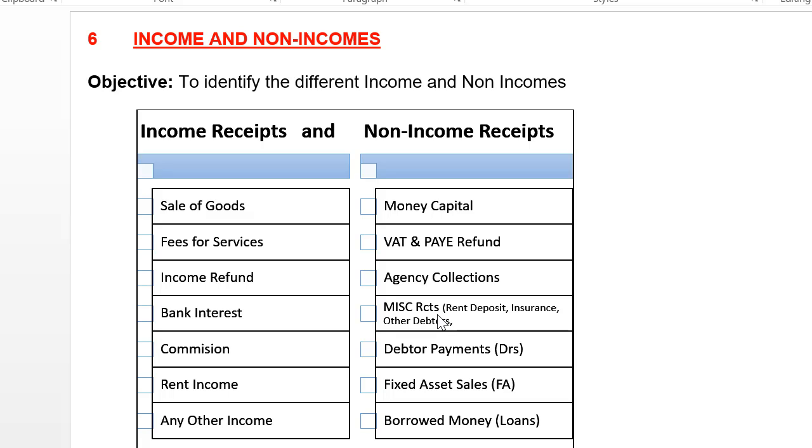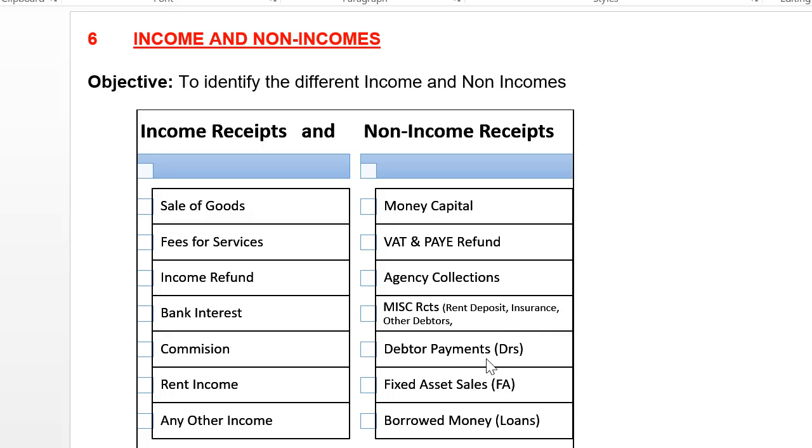And then miscellaneous receipts, we got rent deposit. A rent deposit is a refund received from the tenant when the business is vacating premises, and the initial deposit to cater for damages to property is paid back to the business because there was no damage, or it's in excess of the amount deducted for the damage to the property. Now, insurance is a little bit complex because premiums are paid out and then a compensation is received at some stage. It's a little bit complicated.